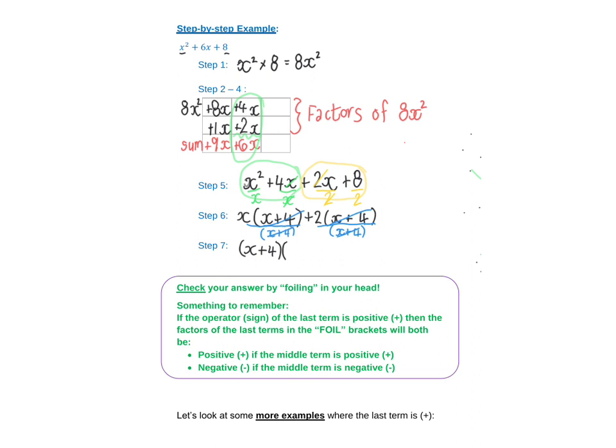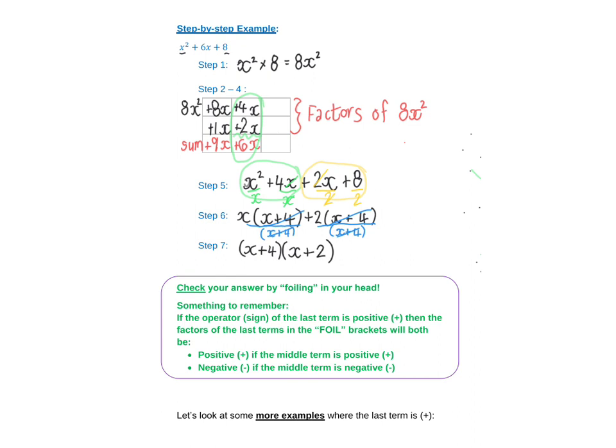So what remains in the first term? That's only x. Plus, in the second term, only the positive 2. So plus 2. And that is how you factorize a trinomial step by step.